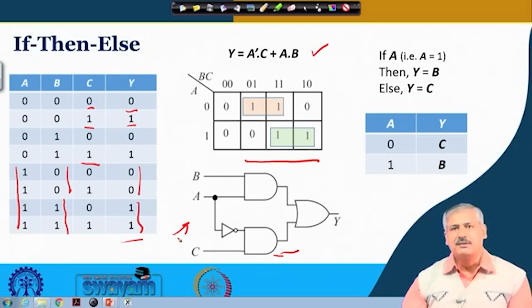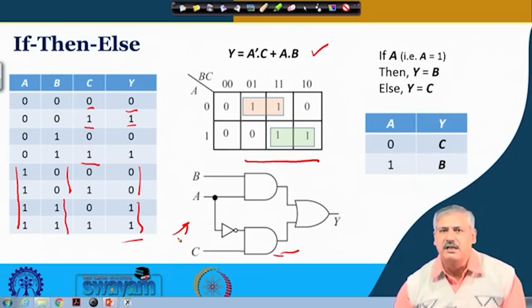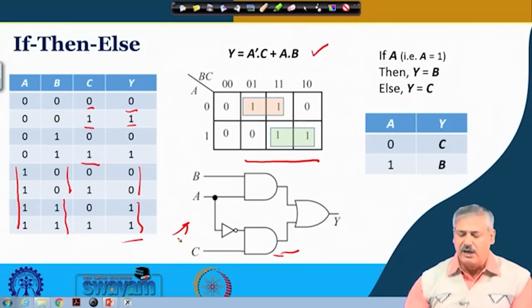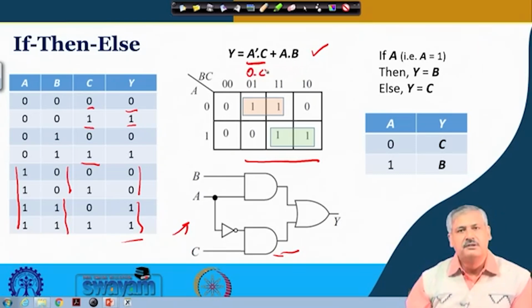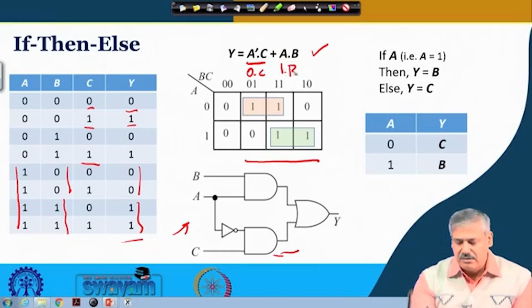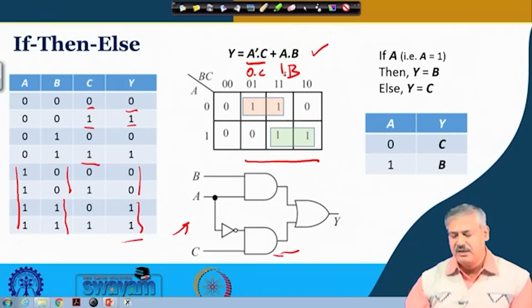Now this one can be seen in a different way, the way we look at algorithms. So if A is true, that is if A is equal to 1, then Y is equal to B, isn't it? If A is equal to 1, this term becomes 0 dot C, which is 0, and this term becomes 1 dot B, which is B. So Y is equal to B. So we can write this way: when A is equal to 1, Y is equal to B.